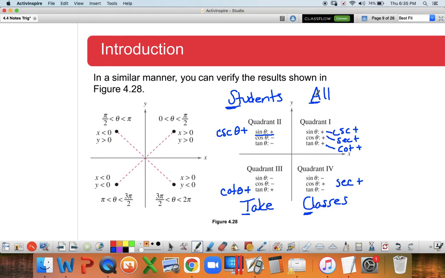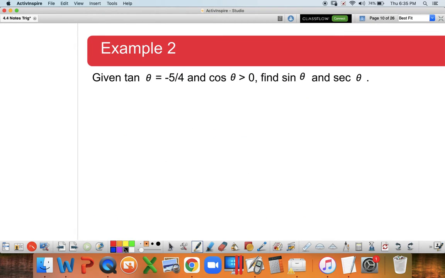So if you remember that all students take classes, you'll at least remember all, sine, tangent, cosine. And once you have those, you can remember those partners, like sine with cosecant, tan with cotangent, and then cosine with secant. So let's look at a little bit more of an advanced question, taking it up a notch. So we know the tangent of some angle that's on our coordinate plane is negative 5/4.